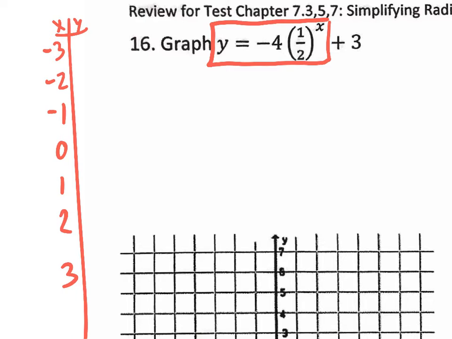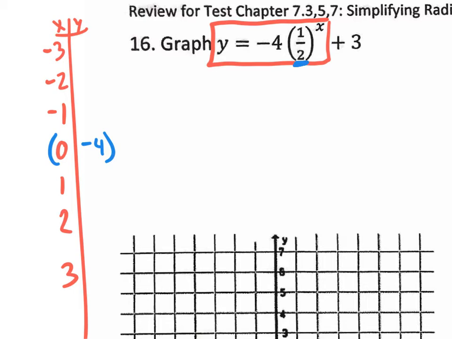Let's start by plugging in 0. When I plug in 0, I get out a -4. Because right here is 0, that'd become 1. 1/2 to the 0 power, that's 1. And 1 times -4 is -4. Now, I could plug in 1, get out an output. Plug in 2, get out an output. Plug in 3, I could plug in these negatives. But that's a lot of math. I could simply now use my decay factor of 1/2 to get to the next output.